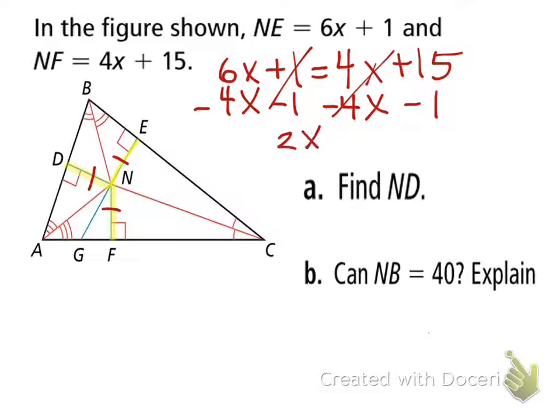So 2x equals 14. So x equals 7. Where do we want to plug it in, y'all? 6x plus 1. Yeah. 6 times 7 is 42, plus 1 is 43.